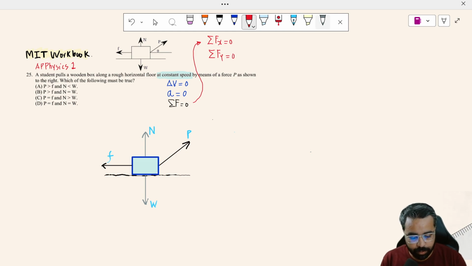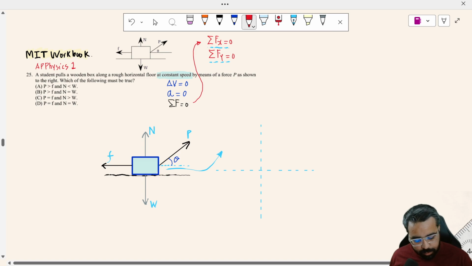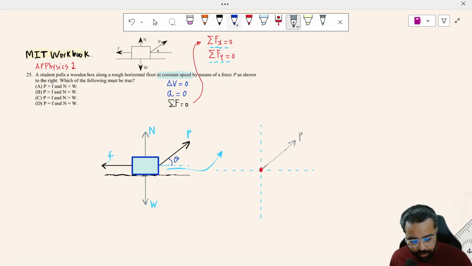So basically we are going to use these two important aspects of Newton's first law in our calculation, and in this question you have to compare the forces with each other. So we see that the applied force is applied on this wooden block at an angle theta. If we make its free body diagram, students, this is the wooden block, and one force is applied at an angle theta.